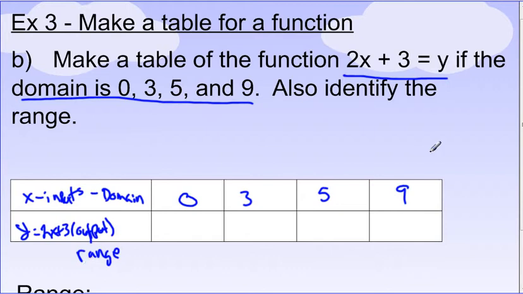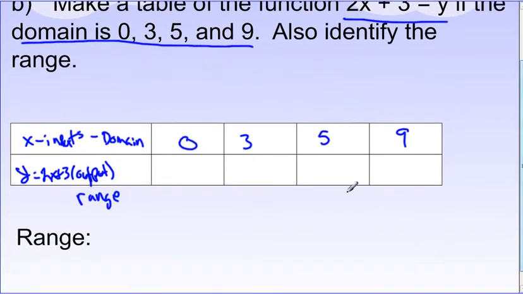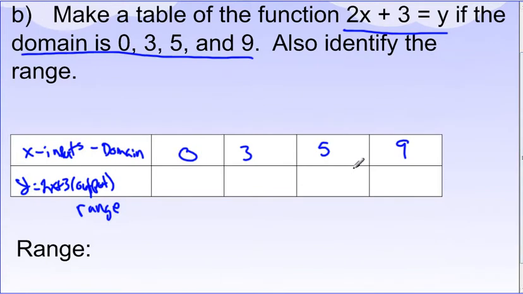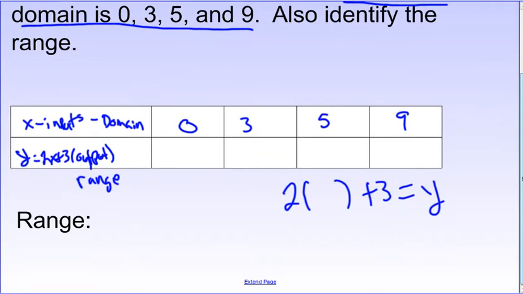So let's find that now. So we're going to take our x values, times it by 2, add 3, and then that's the y value. So let me write it down here. There we go. So watch this.